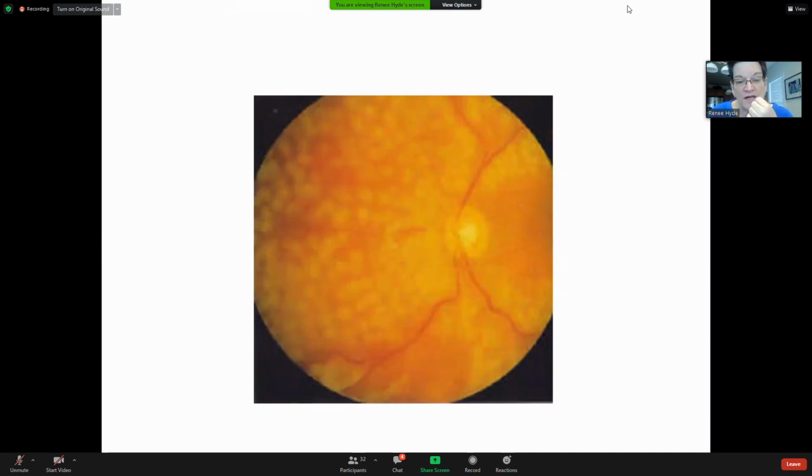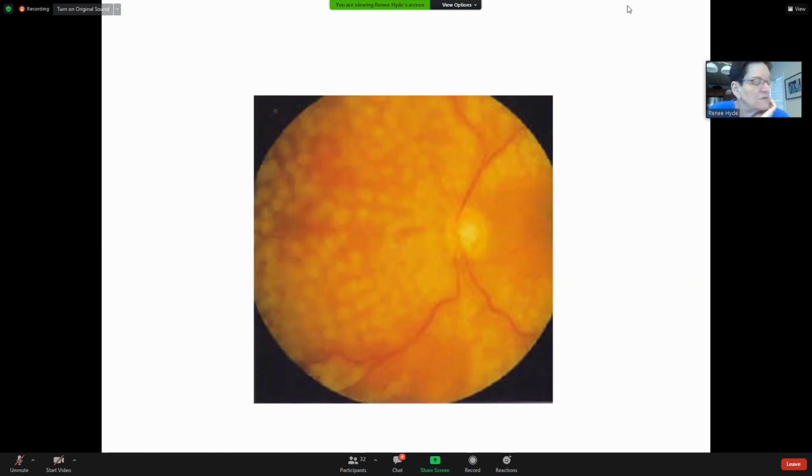Here is just an example. All of these little white areas are where they have lasered this eye. Okay, and you can see there are multiple sites. One of the things that you'll find is that with that photocoagulation, there is some loss of vision. But hopefully, we can keep this patient from going completely blind.